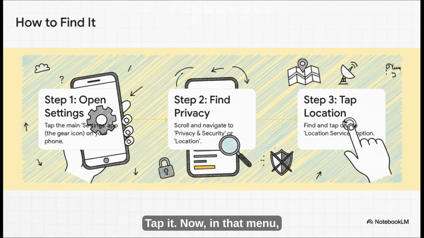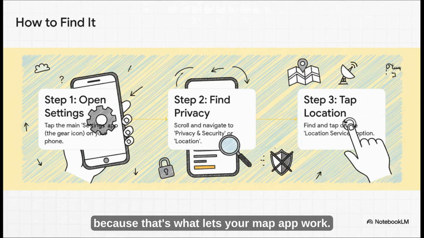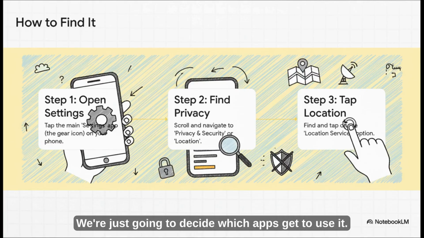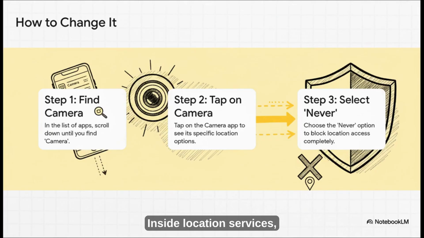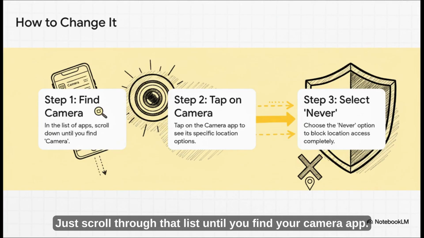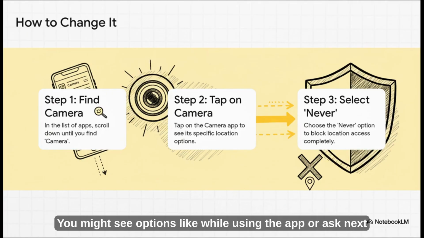Tap it. Now in that menu, you should see an option called Location Services. It's important that this main switch is turned on, because that's what lets your map app work. We're not turning that off. We're just gonna decide which apps get to use it. Now for the final, most important step, the one that solves the whole problem. Inside Location Services, you'll see a list of every app on your phone. Just scroll through that list until you find your camera app. Tap on Camera. This will open a new screen with a few choices. You might see options like While using the app or Ask next time.